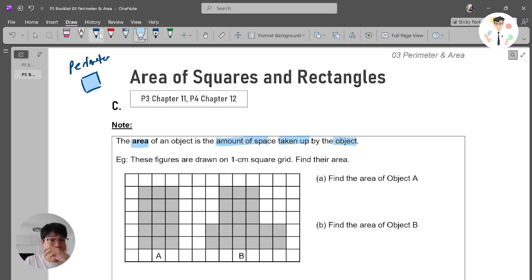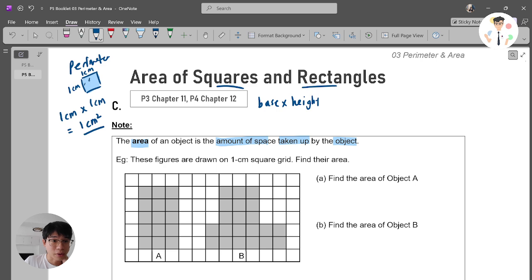Now let's look at this example. These figures are drawn on a 1 cm square grid. Find their area. Example, this is a square. If here is 1 cm, and here is 1 cm, how do we find the area of a square and rectangle? Basically, they have the same formula: base times the height. So here is 1, here is 1. So we have 1 cm times 1 cm, and we find out the answer is 1 cm square. So this area is actually 1 cm square.